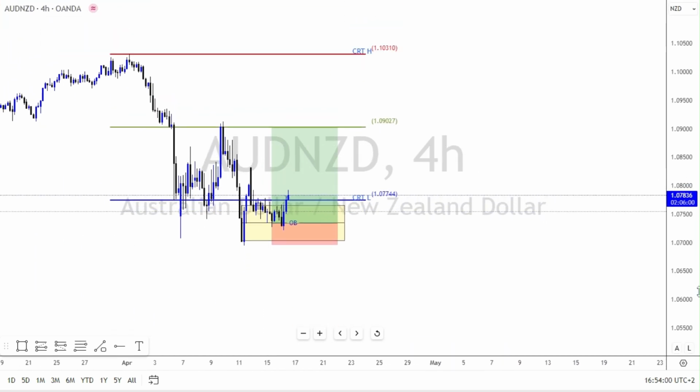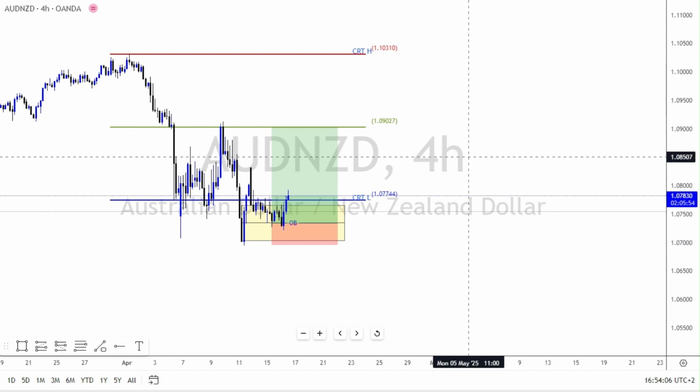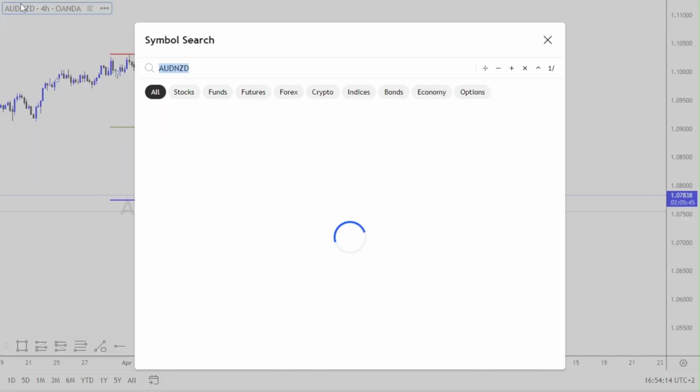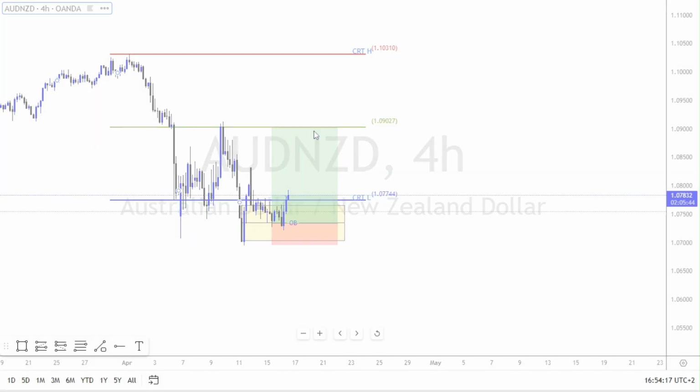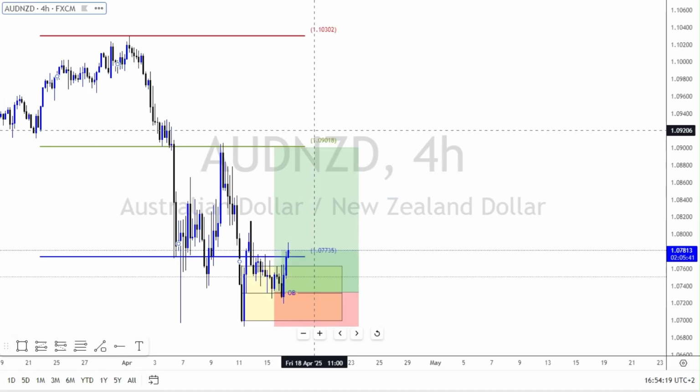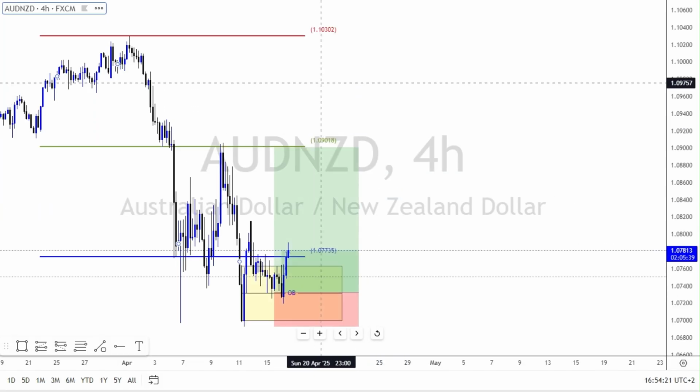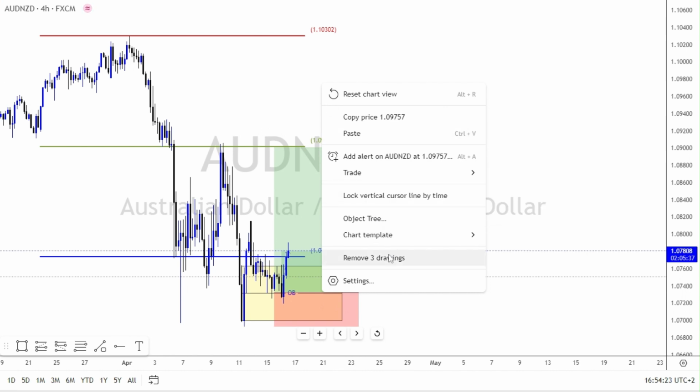So this strategy is very simple, guys. You just have to focus, you just have to practice. Let me go through it for the last time on this AUD NZD pair, what I did and how it went. Let me go to another chart where there is nothing. Oh, also on this pair there is stuff. Let me just remove 3 drawings.